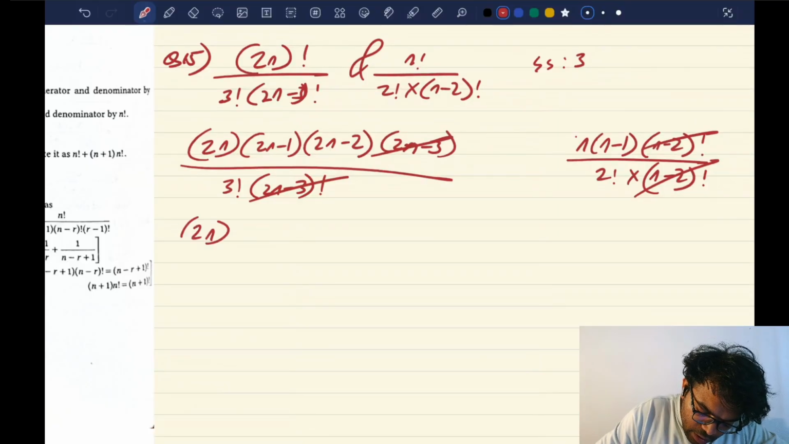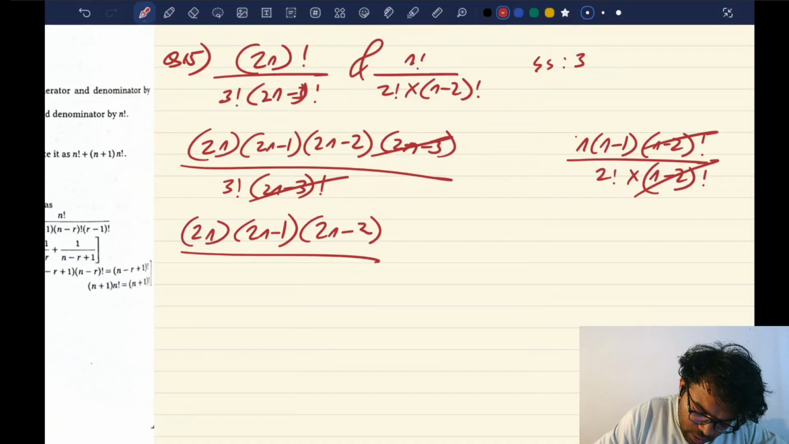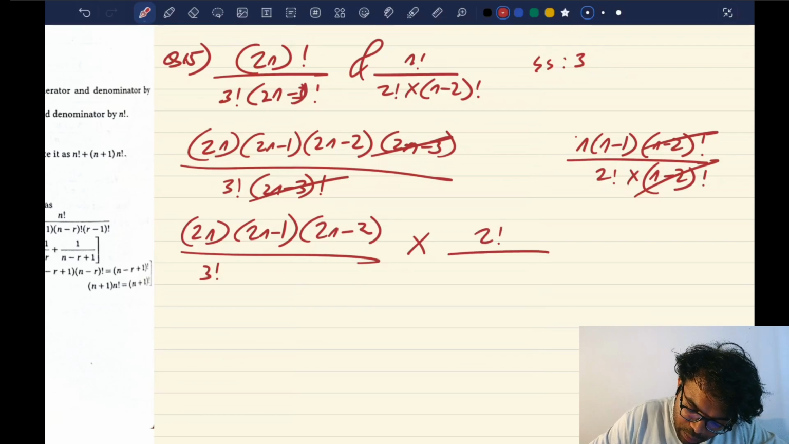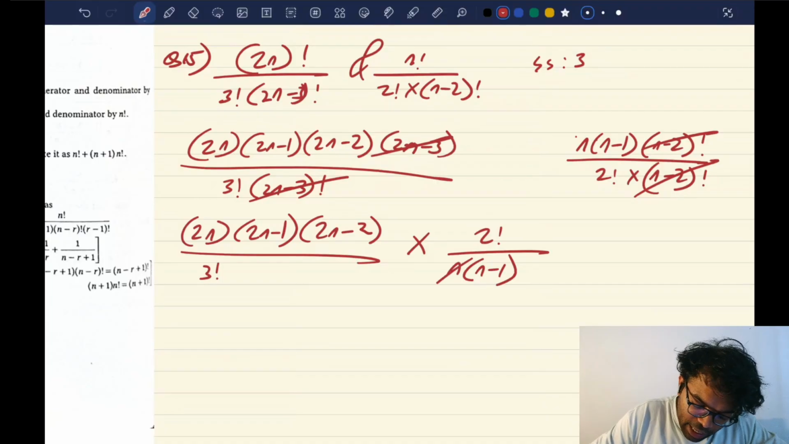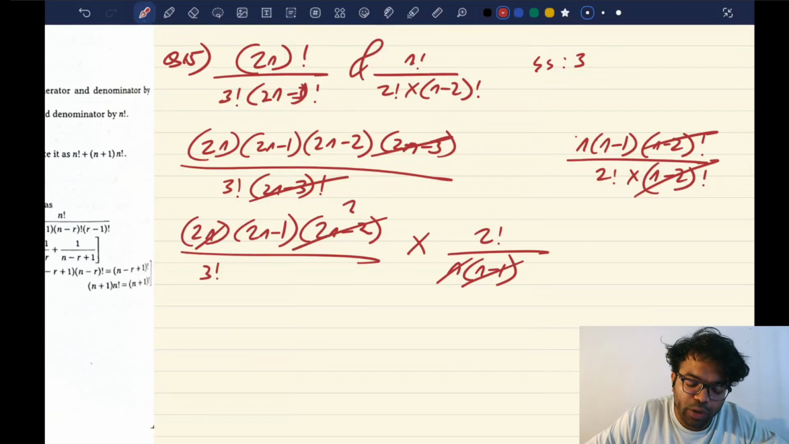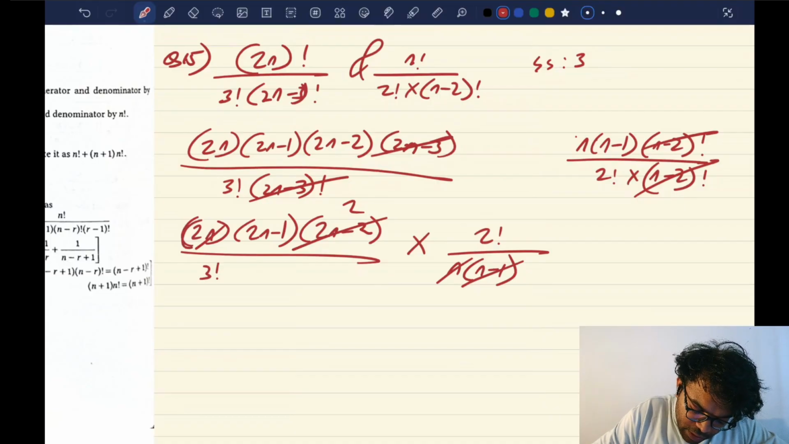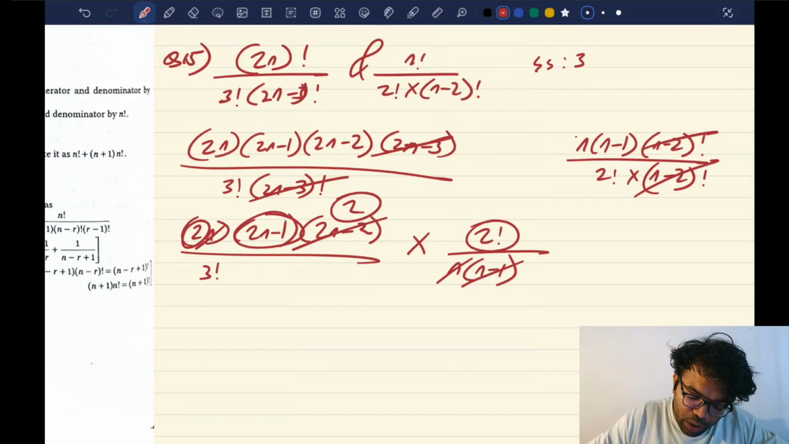So 2n into 2n minus 1 into 2n minus 2 upon 3 factorial, multiplied by 2 factorial upon n into n minus 1. I wrote it directly by flipping it. So this n and this n can get cut off. This n minus 1 into 2 is equal to 2n minus 2. Okay, clear? So you're left with a 2 and a 2 factorial here and a 2n minus 1, and at the bottom you have a 3 factorial.